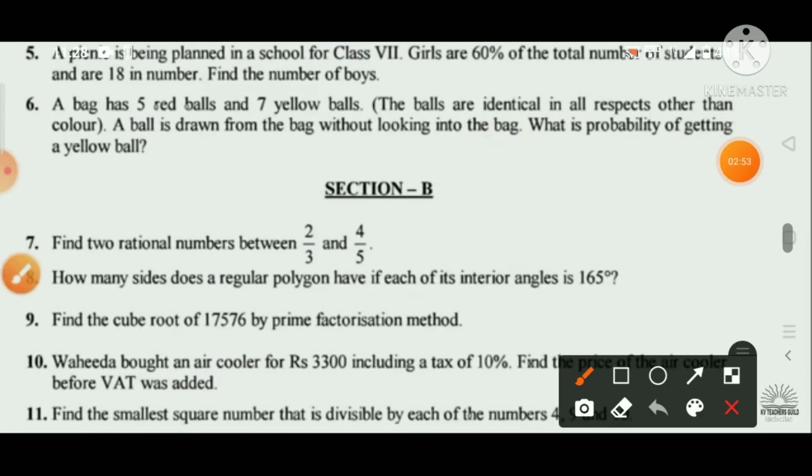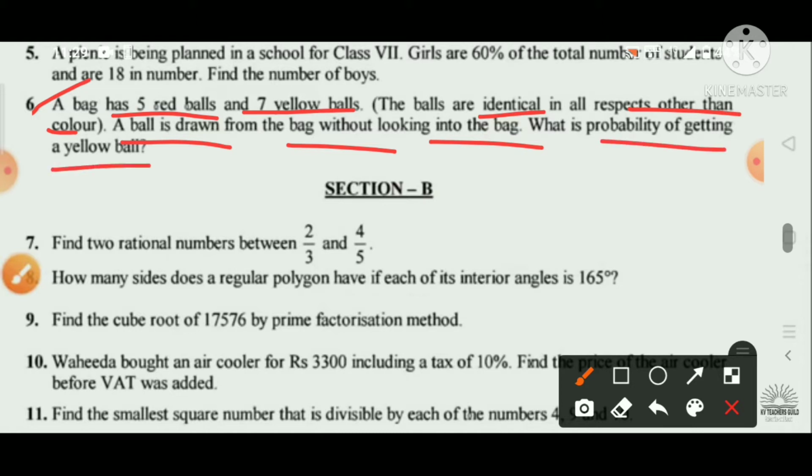The next question is the sixth question. A bag has 5 red balls and 7 yellow balls. The balls are identical in all respects other than color. A ball is drawn from the bag without looking into the bag. What is the probability of getting a yellow ball?